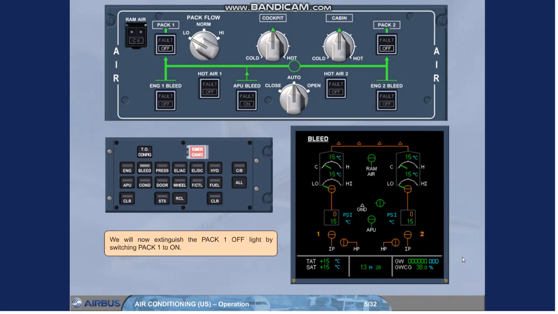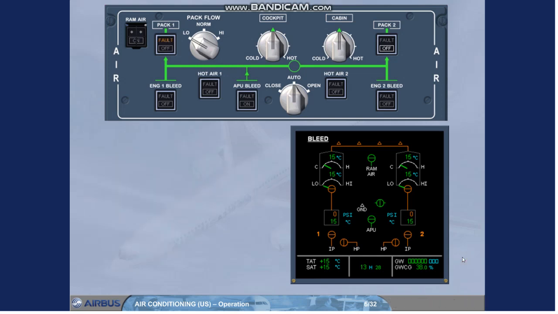We will now extinguish the PAC 1 off light by switching PAC 1 to on. Notice that the amber fault light on the PAC 1 push-button switch illuminates because PAC 1 is on, but no bleed air is available. We have pressed PAC 2 push-button switch to on. As for PAC 1, there is no available bleed air to PAC 2.